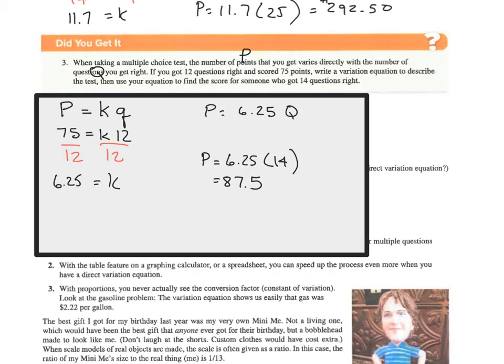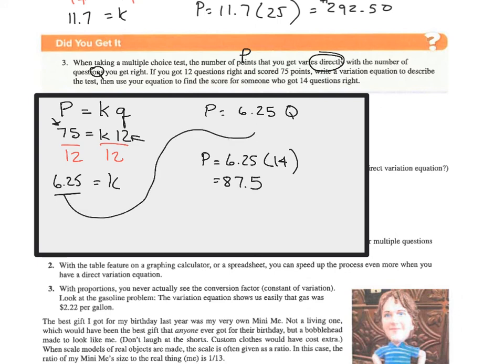Okay, so when taking a multiple choice test, the number of points, I let P stand for that because it made sense, that you get varies directly with the number of questions. I let Q stand for questions you get right. So they told me it varied directly. All right, so I have P equals K times Q. And it says if you got 12 questions right and scored 75 points, well, that's going to help me find my K. 12 questions right, 75 points. I solve for K. I get the 6.25.